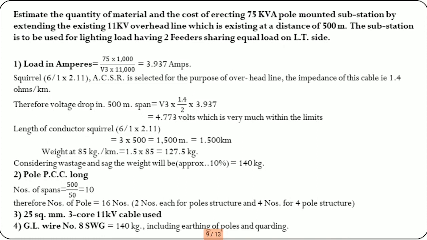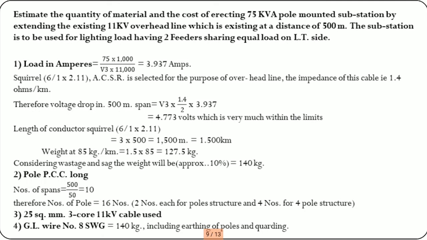Then we will take one numerical for making the list of material. In this numerical, estimate the quantity of the material and the cost of erecting a 75 kVA pole mounted substation by extending the existing 11 kV overhead line, which is at a distance of 500 meters. The substation is to be used for lighting load having two feeders sharing equal load on the LT side.